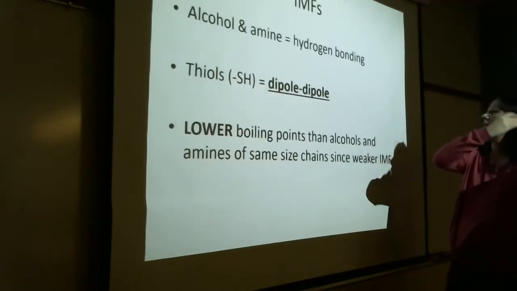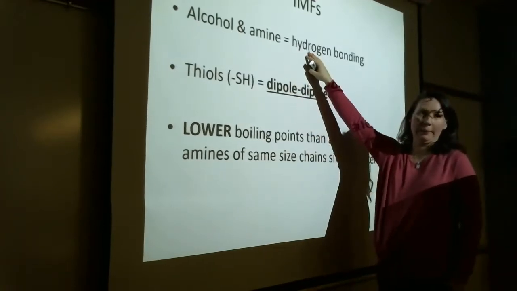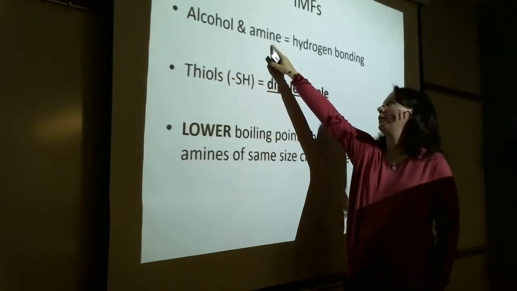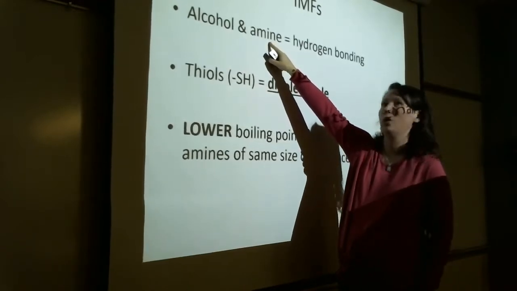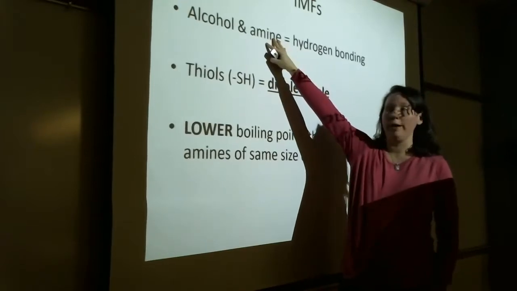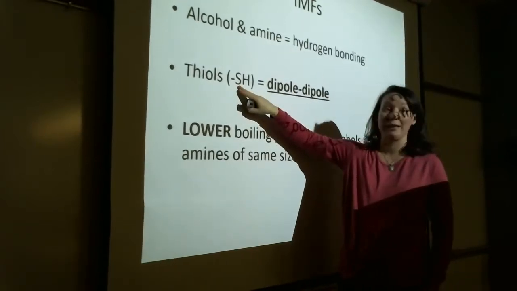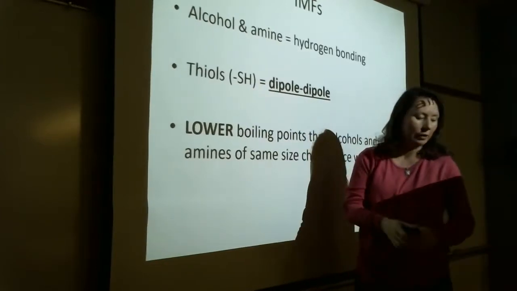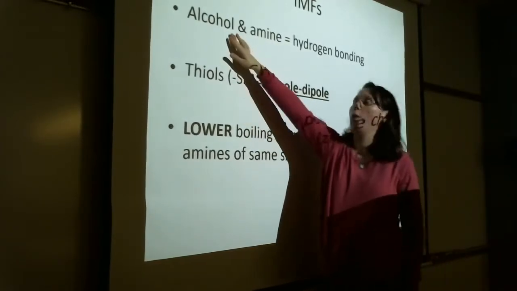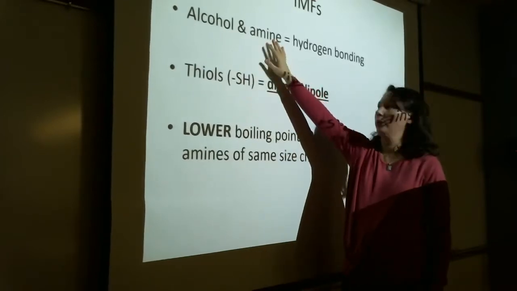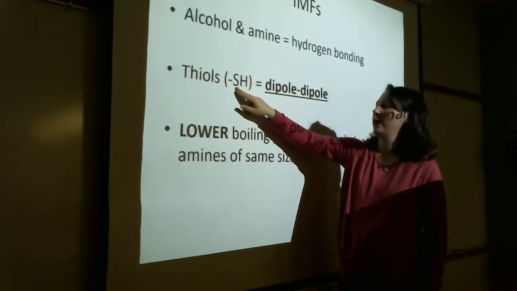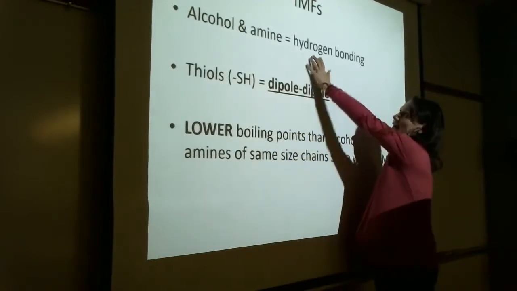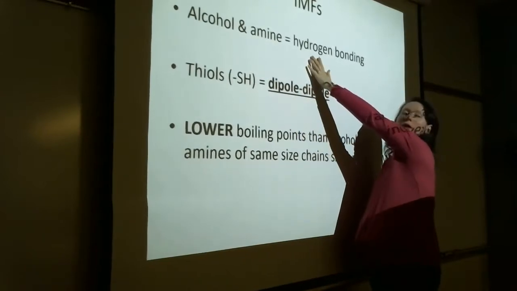So let's talk about IMFs. Alcohols and amines are capable of hydrogen bonding, because alcohols have OH, and amines have NH or NH2, depending on if it's secondary or primary, or just plain old N. Those are all capable of hydrogen bonding. Now, sulfur is less electronegative than oxygen, and it's less electronegative than nitrogen. So the sulfur-hydrogen bond is not as polar as an OH bond or an NH bond. Sulfur is not hogging those electrons as strongly as the O or the N would be, so that means it doesn't have hydrogen bonding. It's polar, but it's not polar enough to be considered hydrogen bonding.